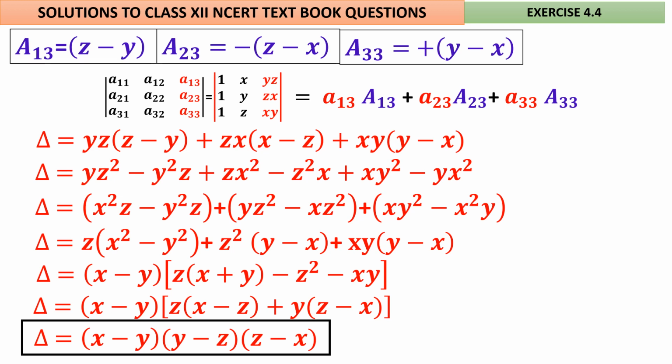I think it resembles a problem which you have seen in properties of determinant, where we have used properties of determinant to get these three factors. Here we have simply evaluated it using the cofactors of a particular column.